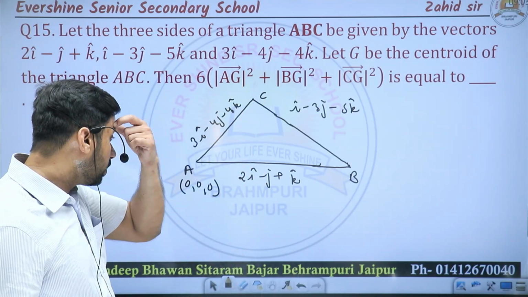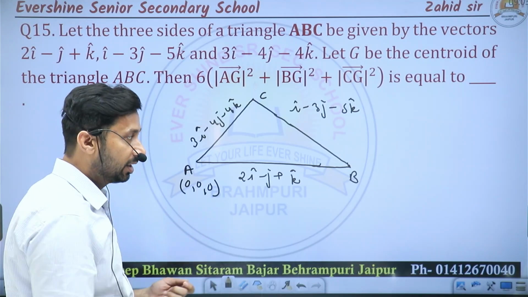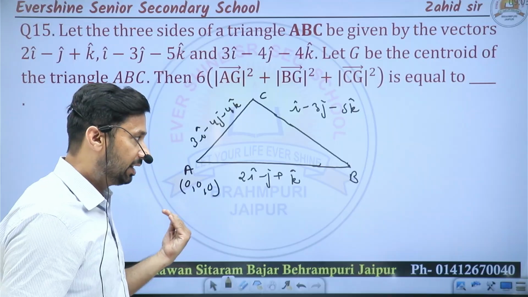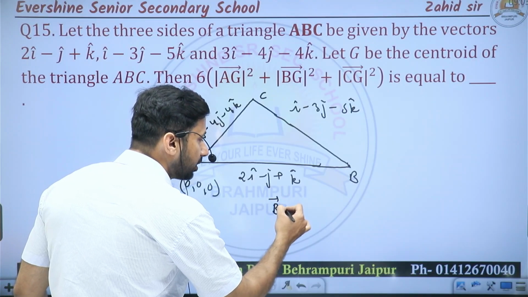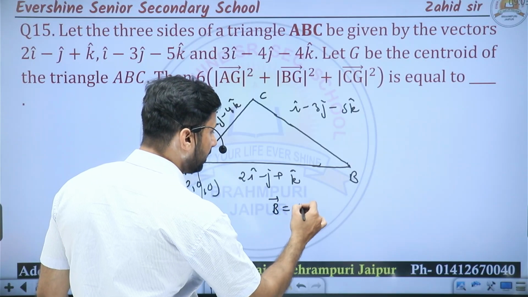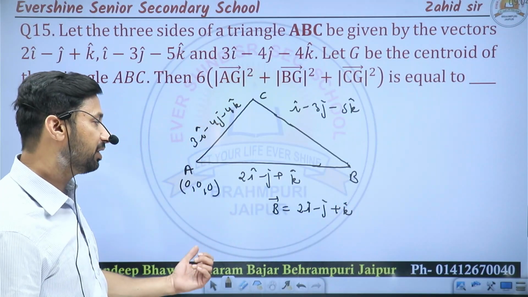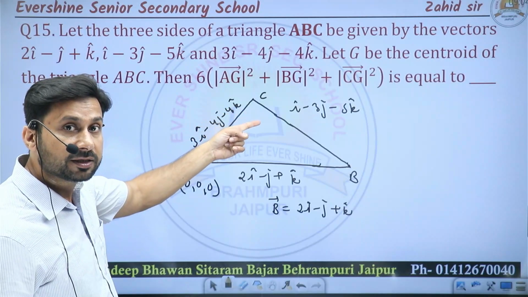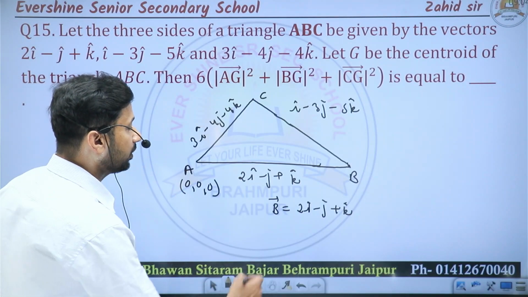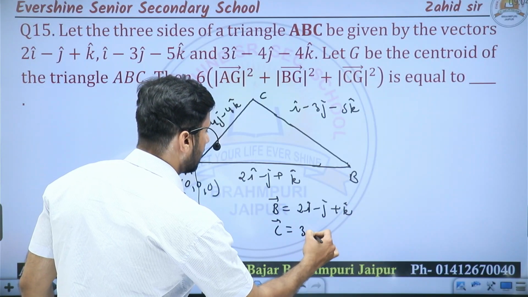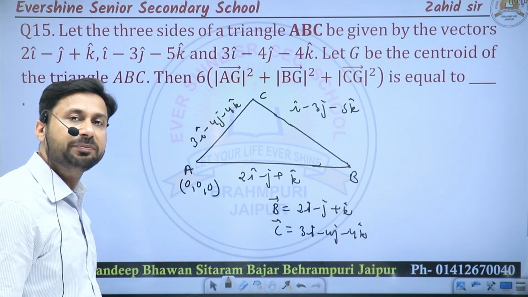Okay beta, so we can find the coordinates of B and C easily. AB will be equal to B minus A. So A is 0, 0, 0. So ultimately the position vector of B will be 2 i cap minus j cap plus k cap. Now similarly C. AC will be equal to C minus A. So C will be equal to 3 i cap minus 4 j cap minus 4 k cap.